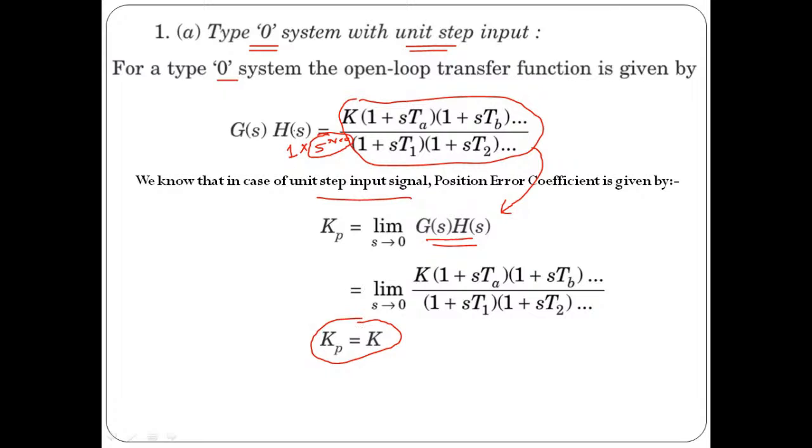That means in case of type 0 system, for step input excitation or unit step input excitation, the value of Kp, which is nothing but positional error coefficient, is always going to be equal to the overall gain of the system. That is important. And we can calculate the value of steady state error too. It is nothing but 1 upon 1 plus Kp, but Kp is K, so it will be 1 upon 1 plus K. So these formulas you have to remember. Directly based on these formulas you can have numericals in GATE. So for type 0, the value of Kp is K and the value of ess is 1 upon 1 plus K.